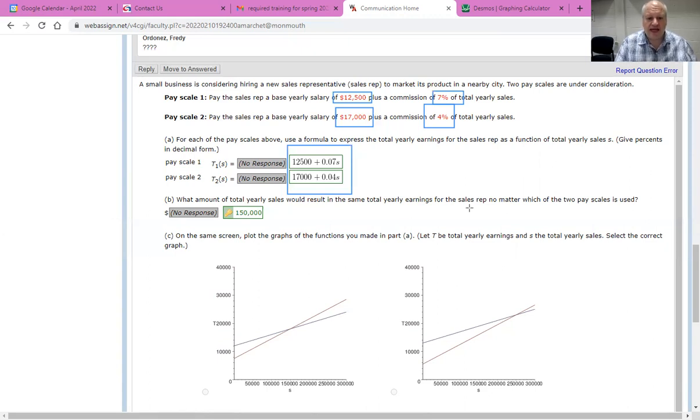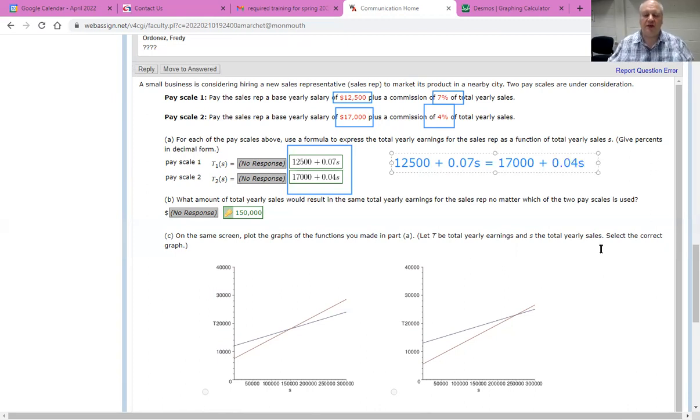For part B, it's saying, what amount of total yearly sales would result in the same total yearly earnings for the sales rep, no matter which of the two pay scales is used? Easiest way to do that is to just solve the two equations. I would go right in with 12,500 plus 0.07 S equals 17,000 plus 0.04 S.